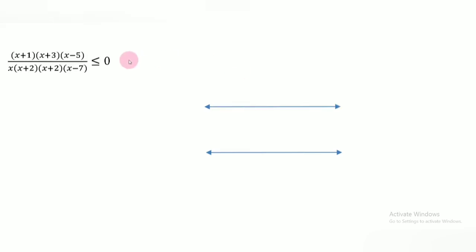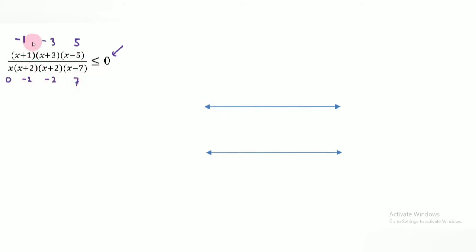In the end, if you have a lot of factors, don't be afraid. Just do the same thing. This is one of the extreme examples. How many factors do I have? 1, 2, 3, 4, 5, 6, 7. Seven factors. It has already been factored completely, so we don't have to use the factor theorem. Let's detect all of the zeros. The first zero is negative 1, this is negative 3, this is 5, this is 0, this is negative 2, this is negative 2, this is 7.